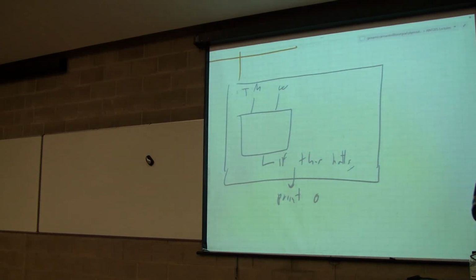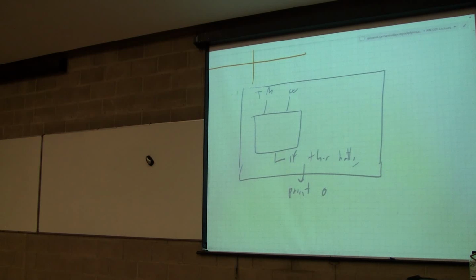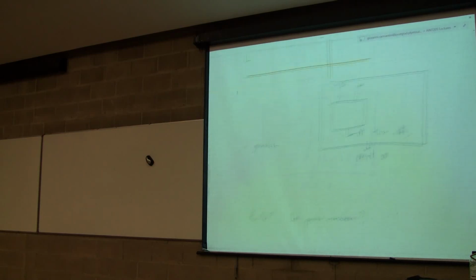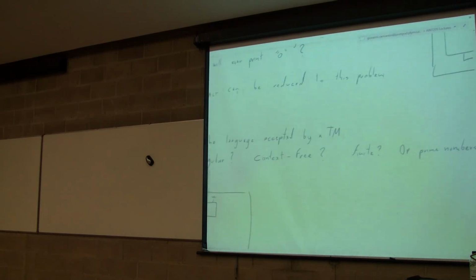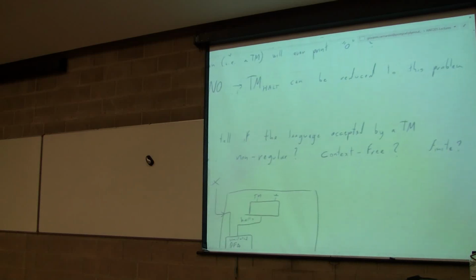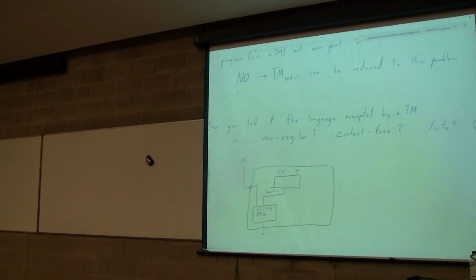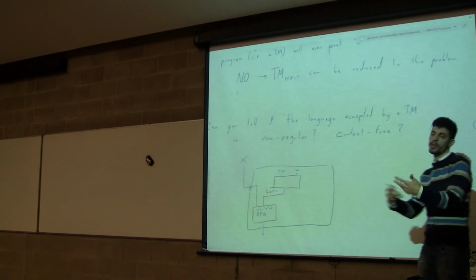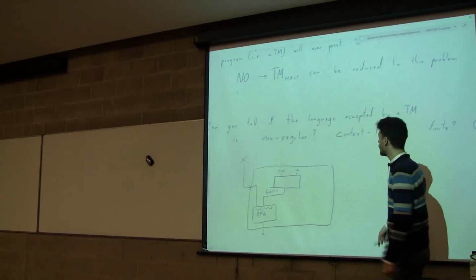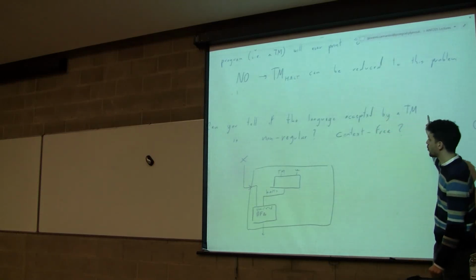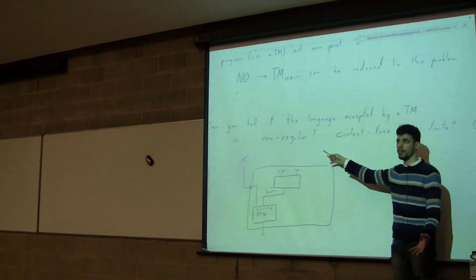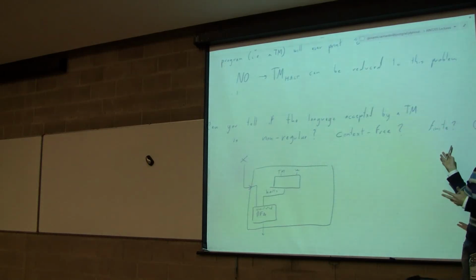You see? This undecidability really ripples through all of computer science. So, okay, let's see: can you tell if the language accepted by a certain Turing machine, your algorithm, is non-regular? Is it context-free? Is it finite? You cannot answer these questions for the exact same reason.